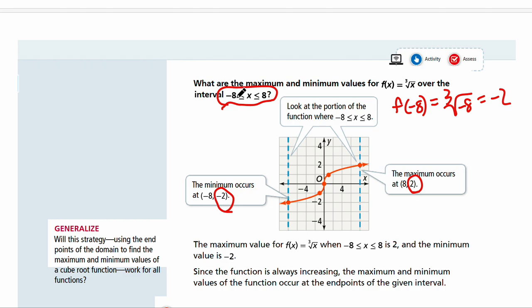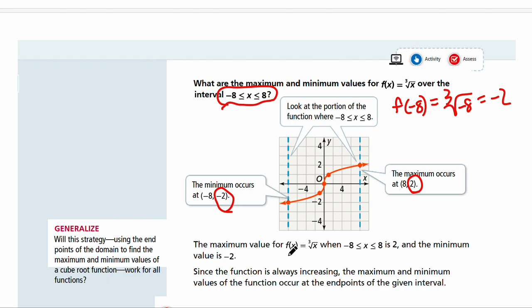Okay, so if you have an interval, then yes, you can figure out the minimum and maximum. If you don't have an interval, it's increasing forever, and over here you have an arrow going down forever. So you can't find a minimum or maximum.